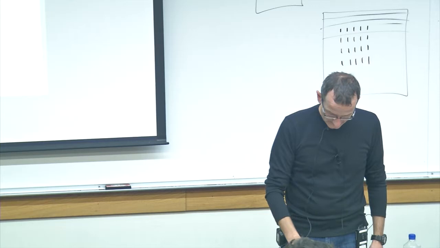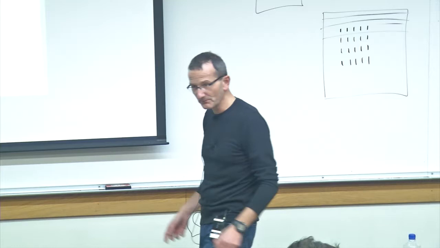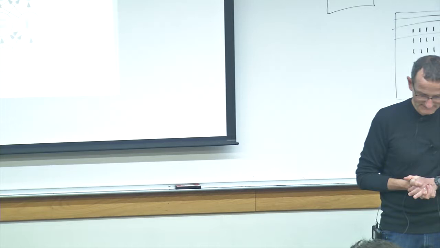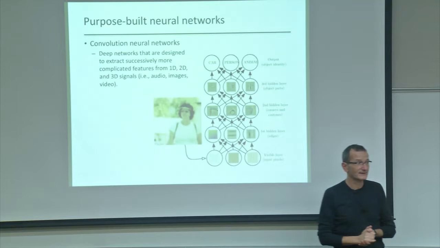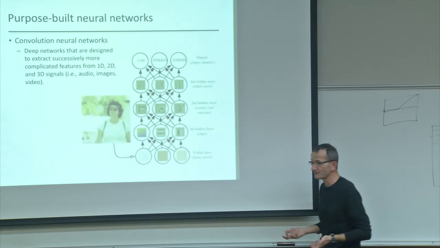Some of the most popular purpose-built neural networks that have been all the craze in recent years: one is the convolutional neural networks, right? And this is a picture I stole from a textbook. You have probably heard of convolutional neural networks. Those are the type of neural networks that are designed to recognize images and objects and so forth. Usually those things are deep.